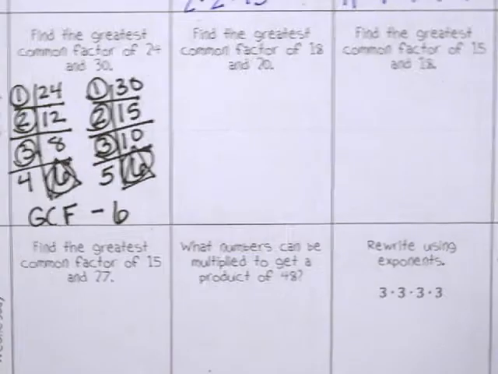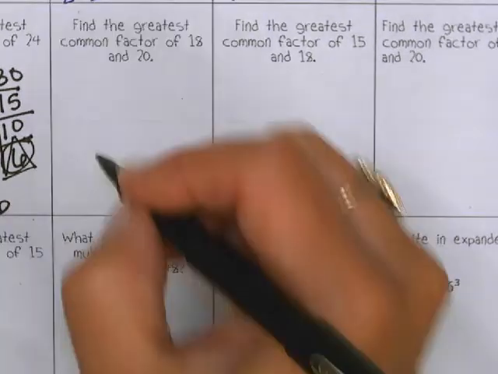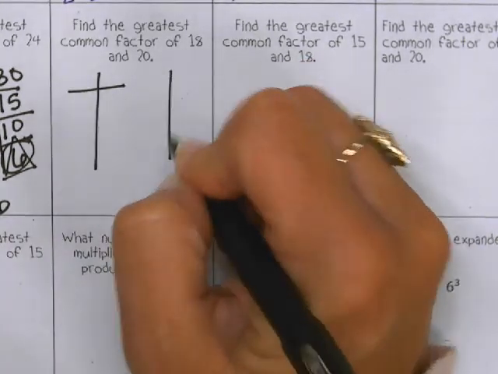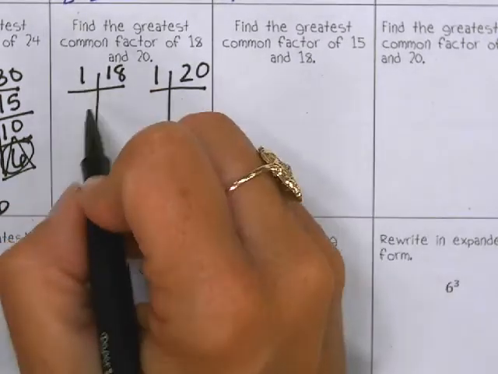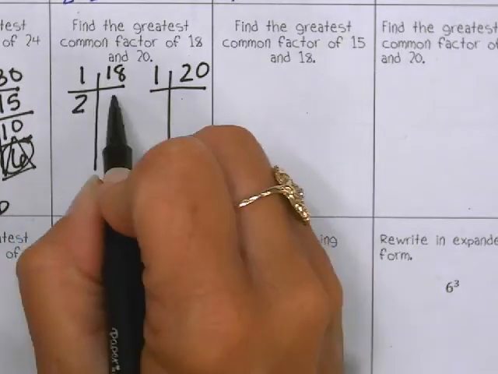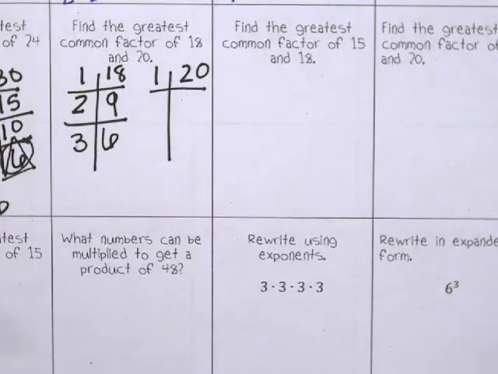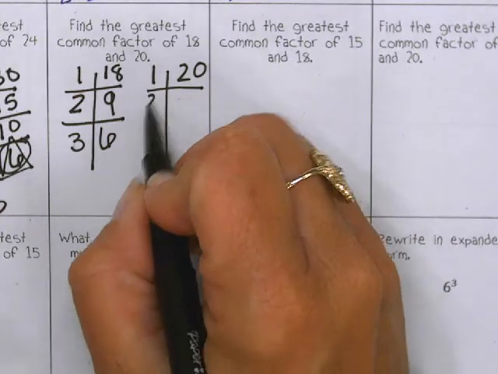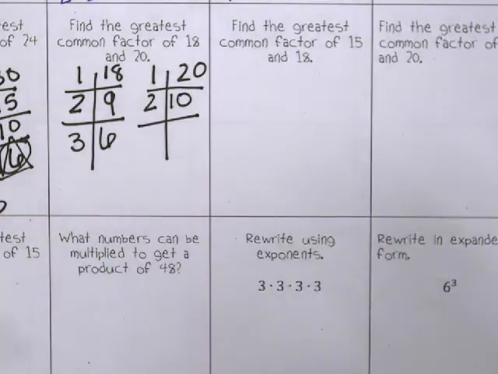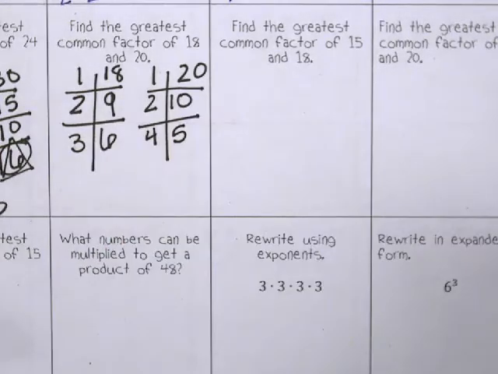So then we're going to do the same strategy as we work across the page. Greatest common factor of 18 and 20. So again, I'm going to make two T-charts. 1 times 18, 1 times 20. 18 is even, so 2 divides into it. So 2 times 9 is 18. 3 times 6 is 18. And I don't have any other numbers that divide evenly into 18. 2 times 10 is 20. If I'm looking at my factors of 20, I know 3 does not divide in, 4 does. 4 times 5 is 20. And I don't have any other numbers that divide into 20 either.